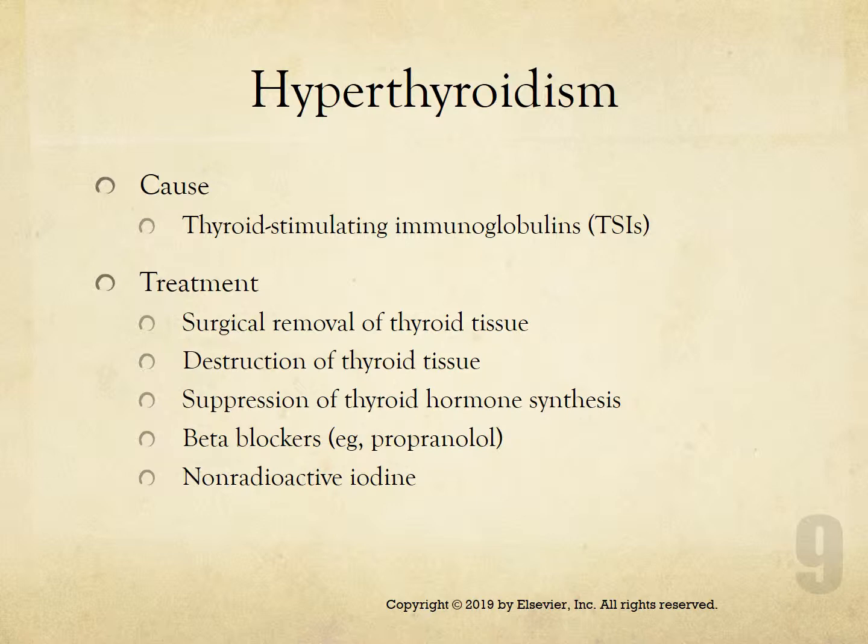So what is the treatment? You can have surgical removal of the thyroid tissue. You can have destruction of the thyroid tissue with radioactive iodine. You can have suppression of the thyroid hormone synthesis through medications. You can take beta blockers such as propranolol, but that's for the symptoms of the rapid heart rate. And you can also use non-radioactive iodine.